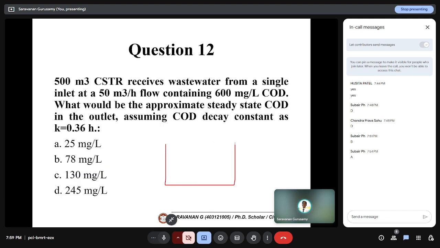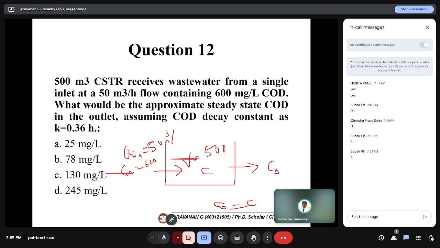Another CSTR tank. Volume is given as 500. Single inlet, so Q in is given. With the unit itself you can find: 50 meter cube per hour. C in is 600 milligram per liter. What would be the approximate steady state COD in the outlet? COD is the pollutant. They are asking what is the C out. It's a continuous tank, so the concentration here is equal to C out.